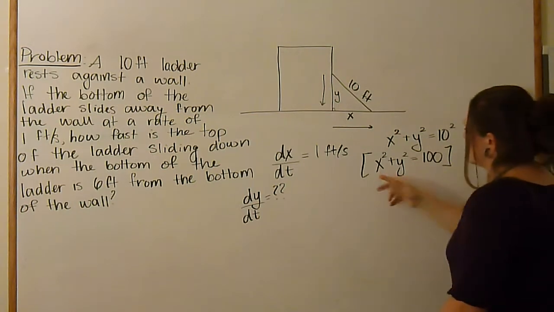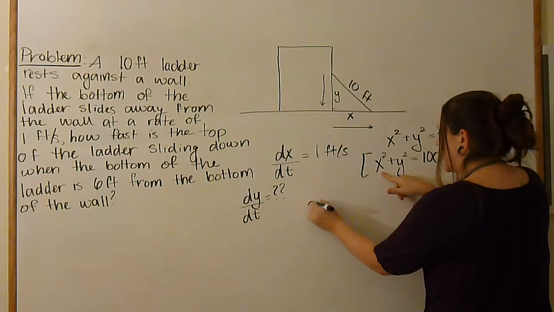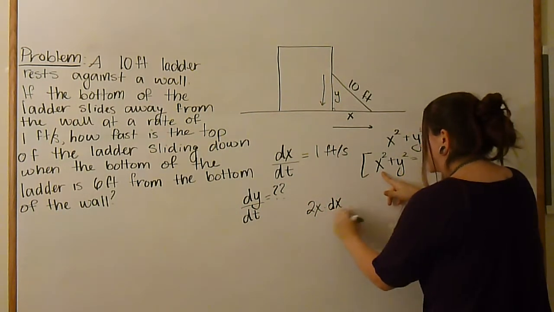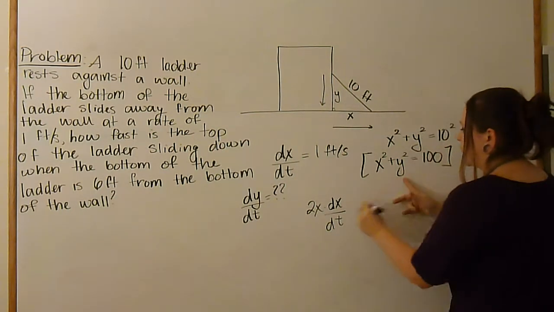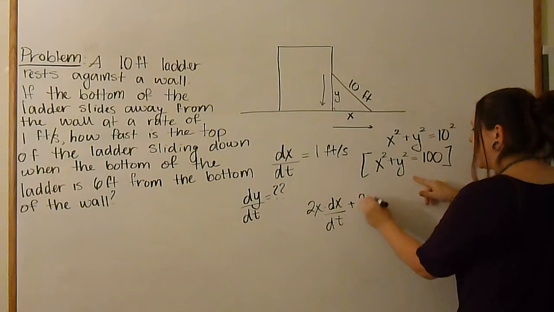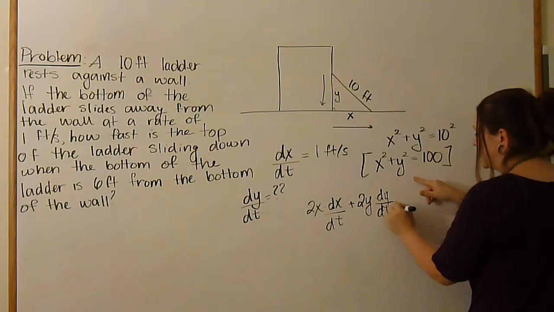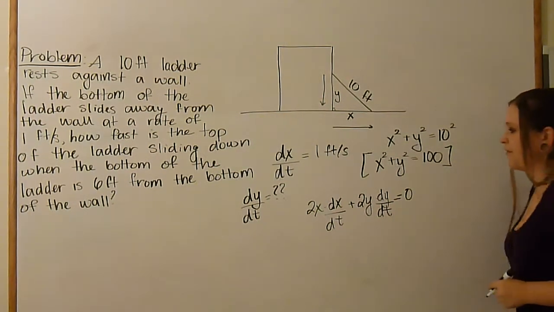So we're going to take the derivative of this here, and using the chain rule, we're going to get 2x, and then we have to multiply by dx dt. Here we're taking the derivative of y with respect to time. So, using the chain rule again, 2y dy dt. And the derivative of a constant is 0.